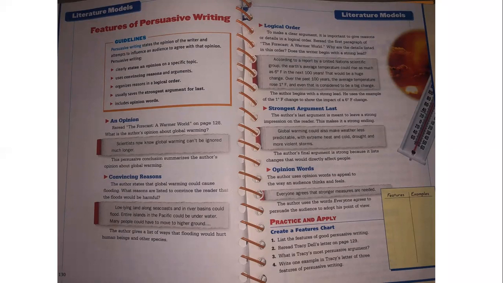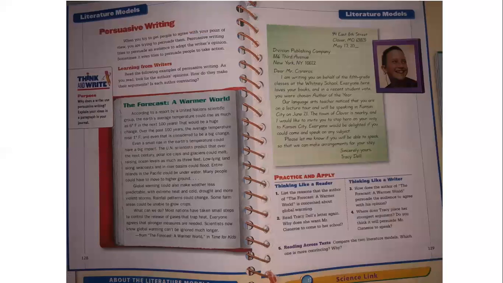All right, so here an opinion. Let's look at the forecast, A Warmer World. What is the author's opinion about global warming? All right, let's read it together, guys. According to a report by United Nations Scientific Group, the Earth's average temperature could rise as much as 6 degrees in the next 100 years. That would be a huge change. Over the past 100 years, the average temperature rose 1 degree Fahrenheit, and even that is considered to be a big change. Even a small rise in the Earth's temperature could have a big impact.